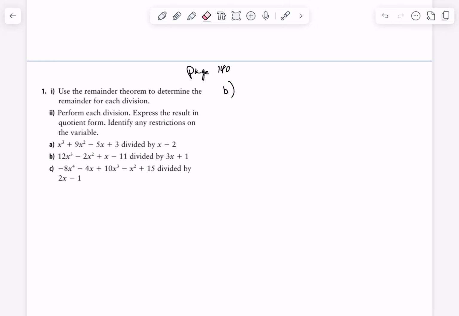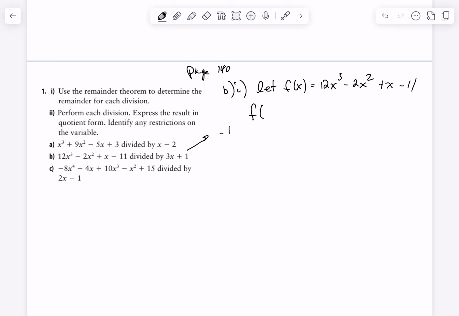Okay, I'm going to do question B here, but I'll do question B with long division instead of synthetic this time, okay? So same idea, part B1, the first part of B, is to actually find the remainder. So again, let f of x represent the function, 12x cubed minus 2x squared plus x minus 11. And what I'm going to do is actually evaluate the function at this time.